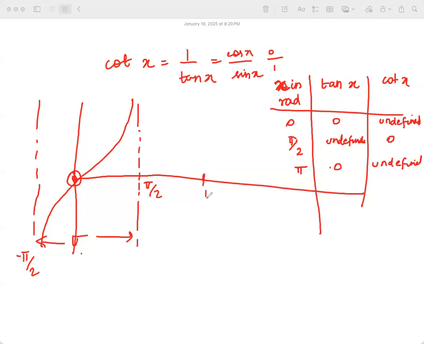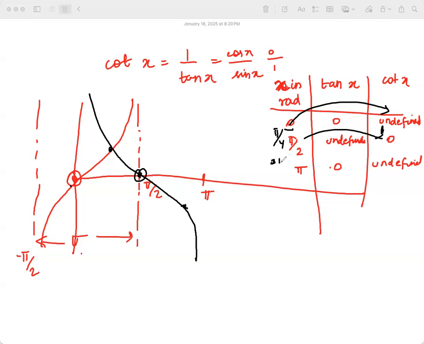Now, let's draw only one period I said, right? So 0 to pi. At 0 it is undefined. Pi by 2 is a 0. Do you see from here, it goes till here. Pi by 2 is 0, and at pi again undefined. The thing is, how can you plot the intermediate points? Do it for pi by 4 and see. Pi by 4 is cos pi by 4 divided by sin pi by 4, right? So that will be 1.